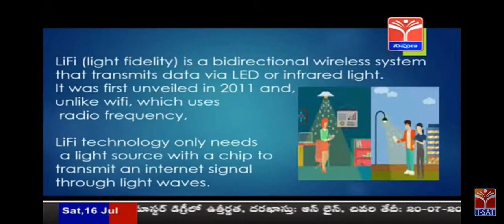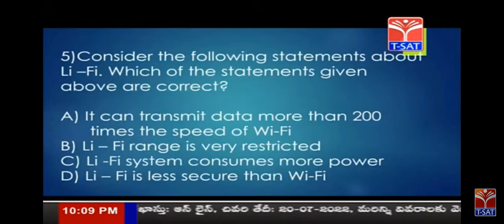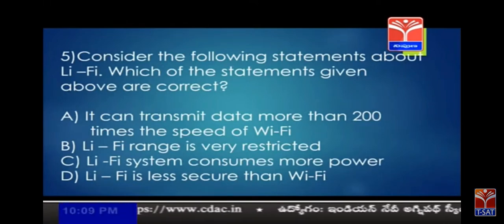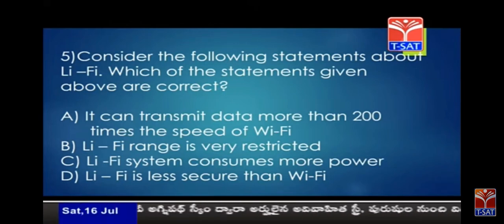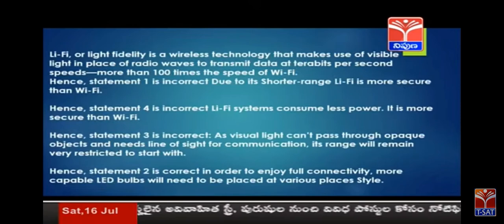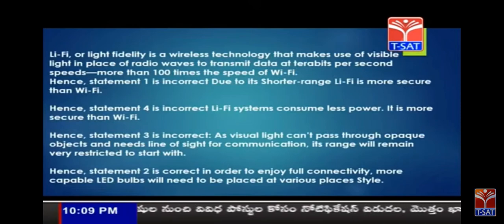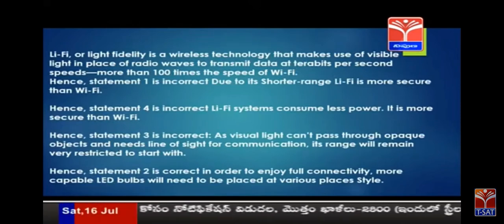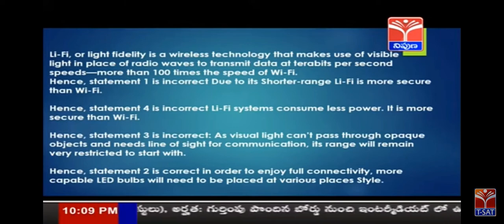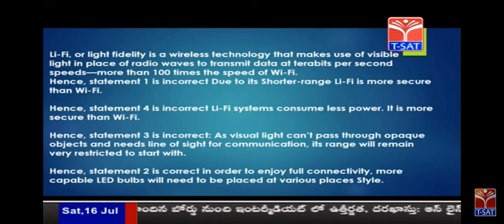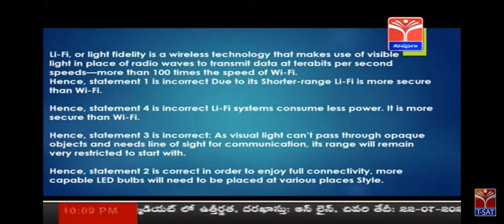Now we will see what information is given on our sheet. Li-Fi system here consumes more power. Li-Fi is less secure than Wi-Fi. Li-Fi range is very restricted. So here actually statement 4 is incorrect, as already said, because it consumes less power, but it is given that it consumes more power and it is more secure than Wi-Fi. Actually, it is given as not more secure, but it is more secure than Wi-Fi.